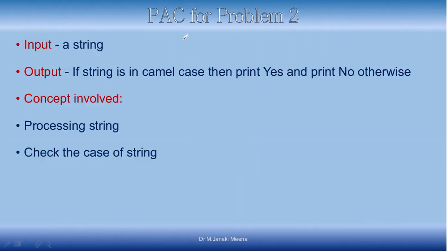So when we look at the input, a string is the input and the output is, if the string is in camel case, print yes and print no otherwise. When you see the concepts involved: processing the string and checking the case of the string. Now we will see an example. See apple: the length of the string is 5 and we have a middle letter P which is in capital letter. When we look at the other letters, they are in lower case, so you have to print yes.